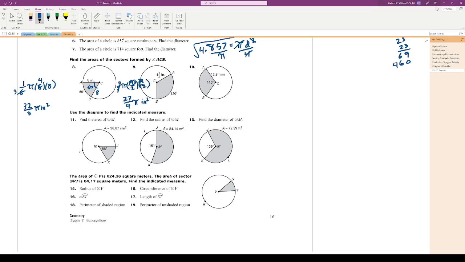This one's a little uglier. It's 110, and it's not a nice, evenly divisible thing. But when it's a degree measure ending in 0, you can just knock off these zeros, and your fraction is 11/36. So we have 11 over 36 times 12.8 squared. That's kind of terrible. I would just do that one in a calculator, honestly.